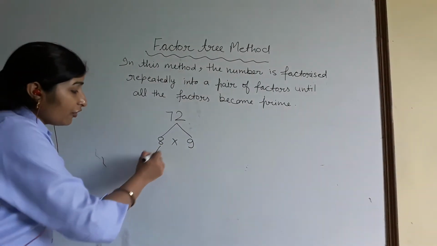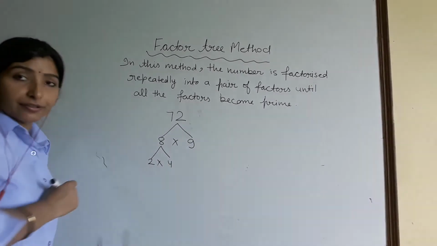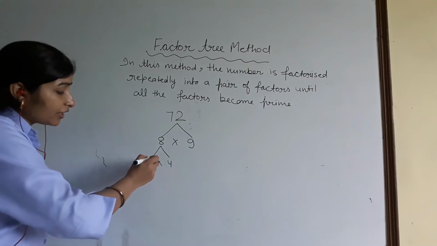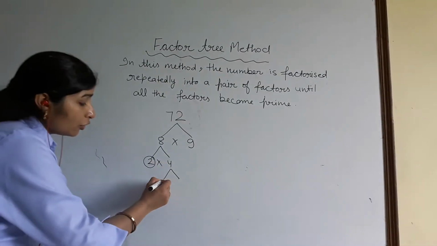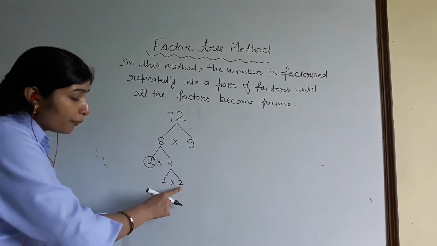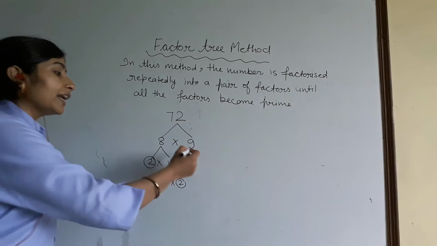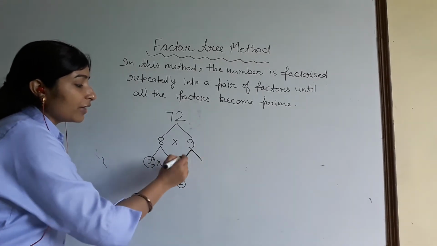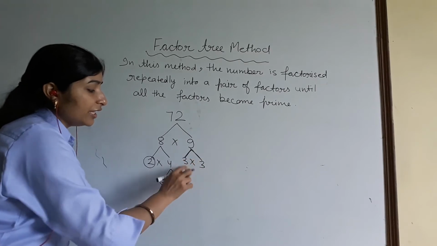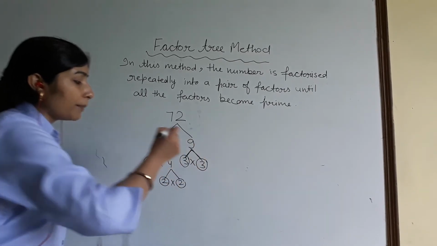So now we will make a branch of this 8. 2 4s are 8. Now here in these two factors, 2 is prime. Now we will make a branch of 4. 2 2s are 4. Now both are prime numbers. Now we will circle. Now do the branches of this 9. What are the factors of 9? 3 multiply 3. 3 3s are 9. So this is also a prime number. This is also a prime number.